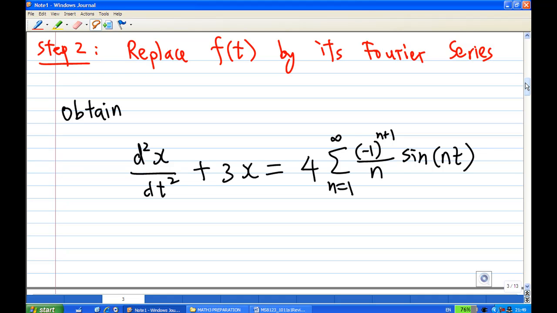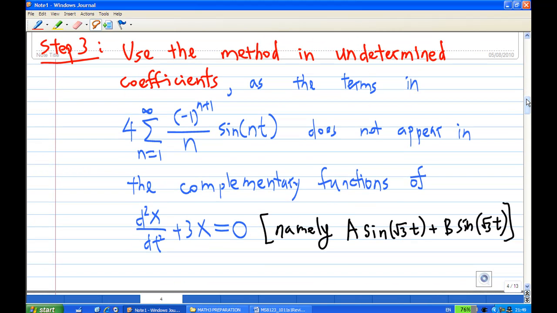Now, we're going to use the method of undetermined coefficients to find the solution for each of the terms and then add them up. Each term on the right hand side, sin(nt), does not appear in the complementary function of the homogeneous equation d²x/dt² + 3x = 0. The complementary function is a sin(√3 t) + b cos(√3 t).